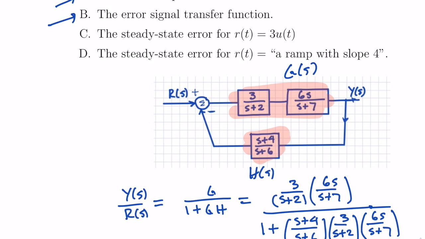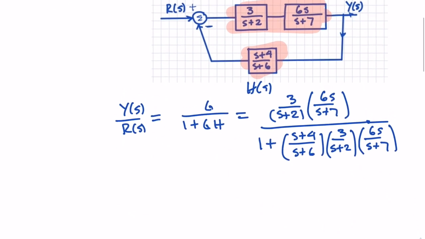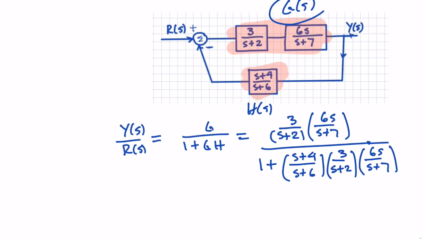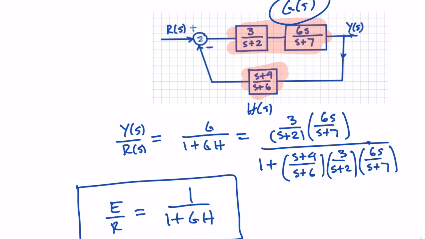Next, I want to tell you about the steady state error, and to get to the steady state error we need the error signal transfer function. We derived this in class, and it turns out that if you have this general form where you have a G in the feed forward loop and in the feedback loop you have H, then the error transfer function E over R is going to be 1 over 1 plus GH. Let's put a box around that and color it in, because this should go in your formula sheet. You don't want to have to rederive this on an exam.